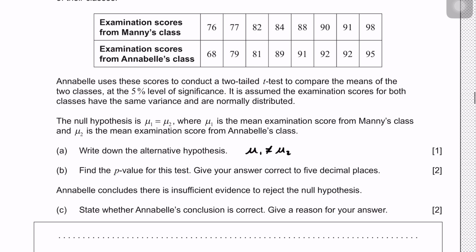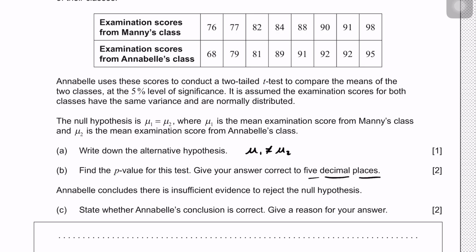Part B. Find the p-value for this test. Give your answer correct to 5 decimal places. So this is important. Sometimes it's, I guess, an unfortunate way to lose marks just because they're asking for a specific degree of accuracy. So let's go ahead and run a t-test here.